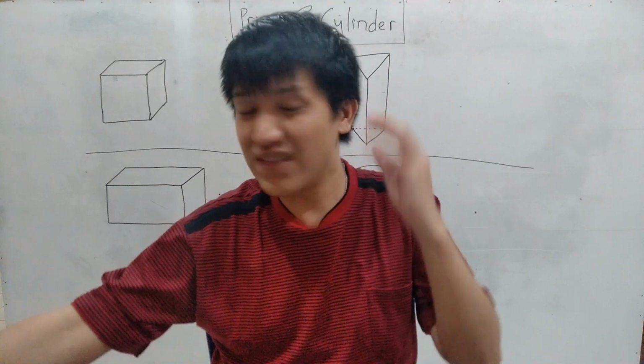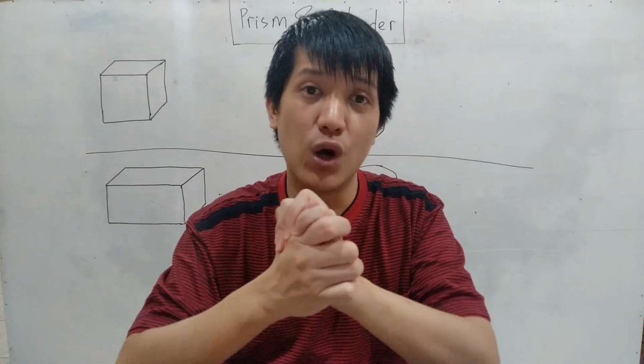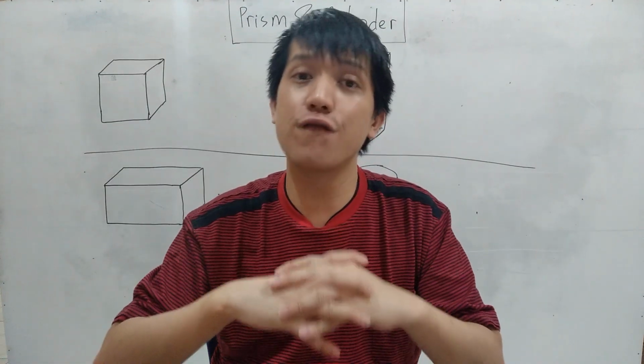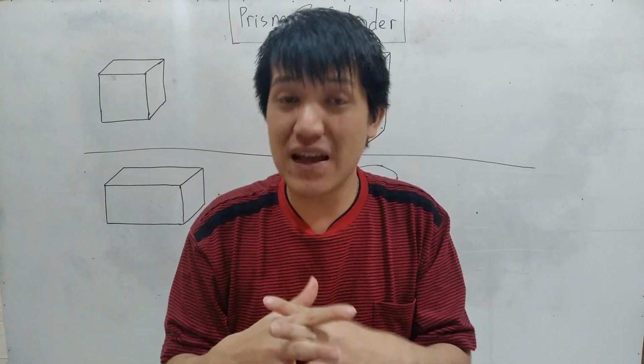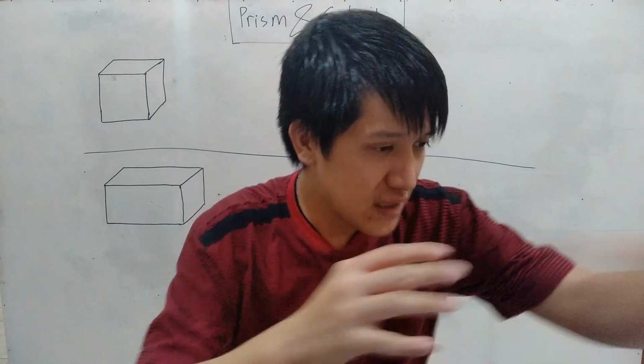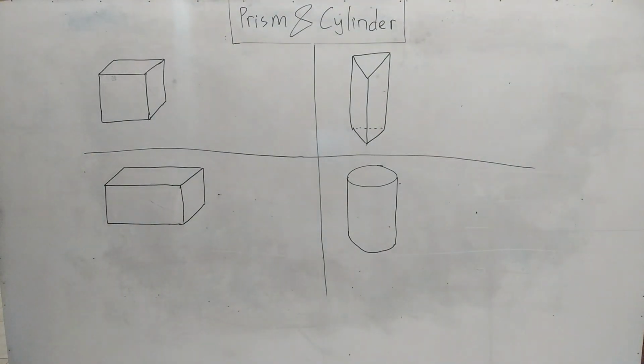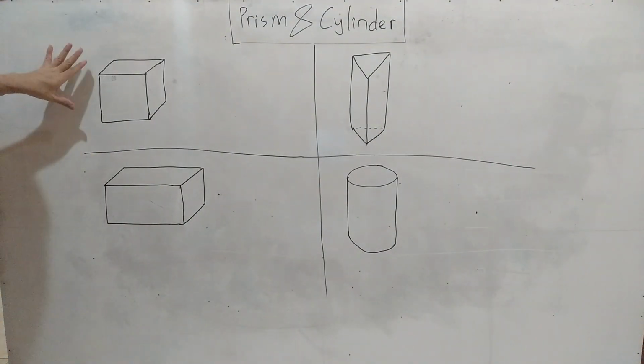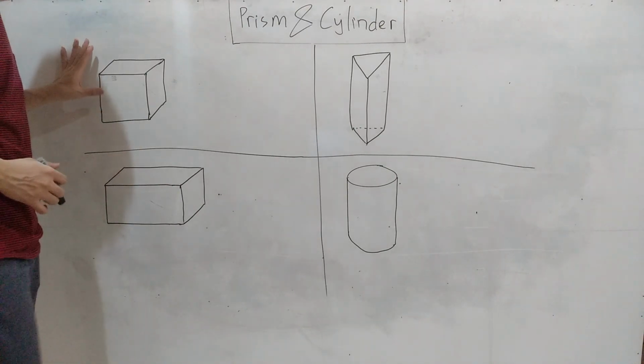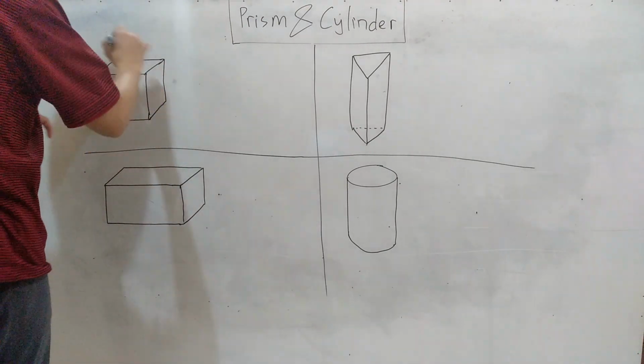Okay, so with that in mind, we are going to continue with the formula of each prism and cylinder. Okay, so let's get started. Our first 3D shape today will be cube.